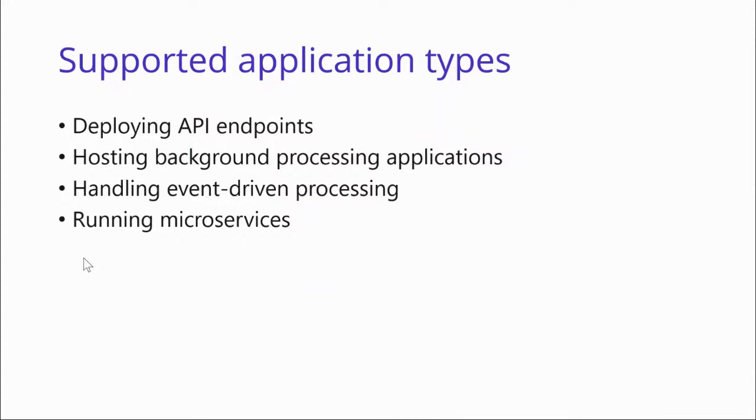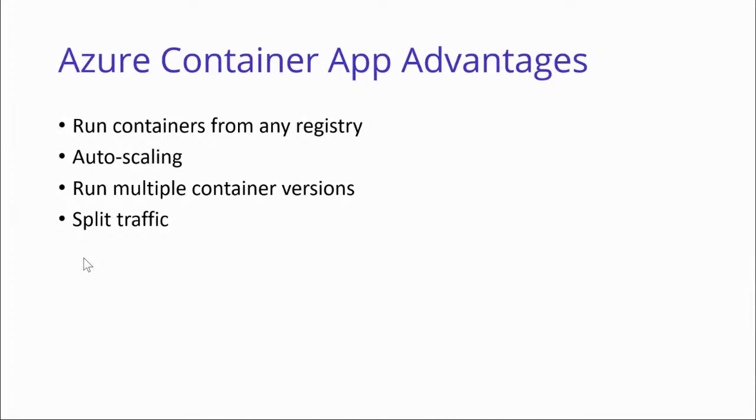So what application types are supported? Basically, this is just a few examples. You can deploy API endpoints, which is what we're doing. You can have background processes, event-driven apps, and microservices. And some of the advantages, again, is that you can run containers from any registry, whether that's Azure Container Registry, Docker Hub, wherever it is.